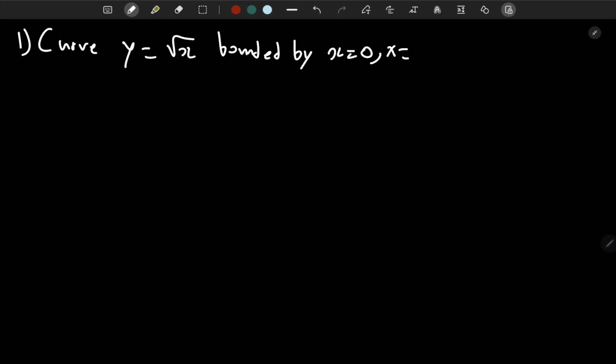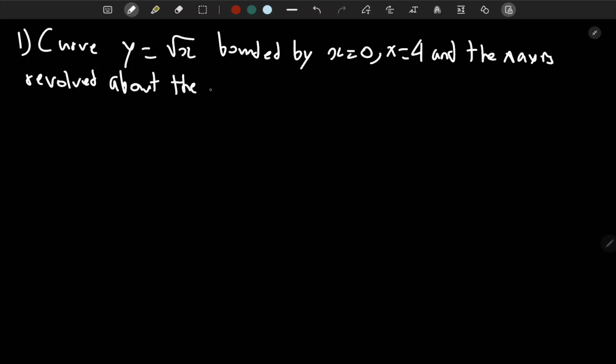So question 1 here, we are given a curve which is y is equal to radical x, bounded by x is equal to 0, x is equal to 4, and the x-axis, and this is rotated or revolved about the x-axis, and we need to find the volume. So always the first step is to visualize the graph, and we need to graph this actually.